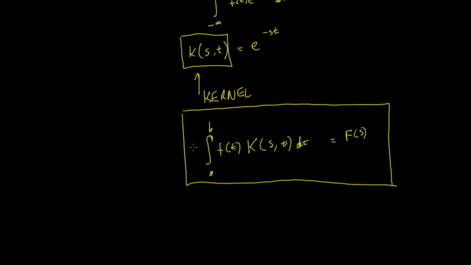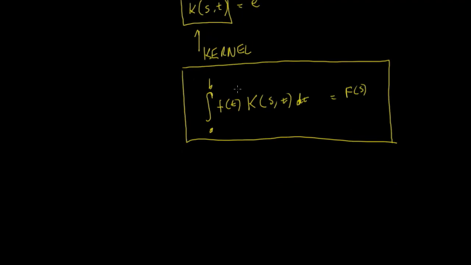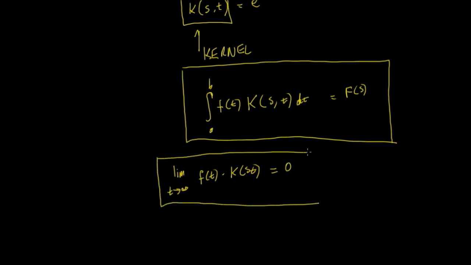Now what we want to do, first of all, is note that we want this integral to converge. We don't want it to head off to infinity, so we want the limit as t tends to infinity of this function f of t times k of st to equal 0 as t tends to infinity. Otherwise it's meaningless because it doesn't give us any value whenever we do the integration.